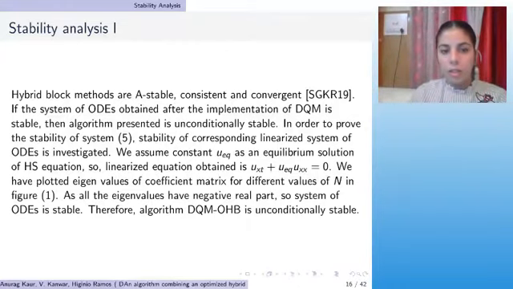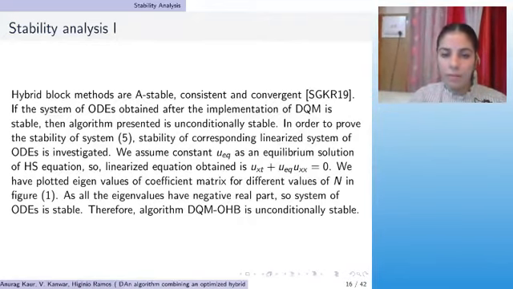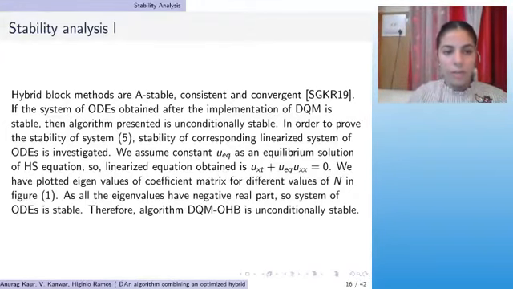We assume a constant equilibrium solution u_eq of the HS equation. So the linearized equation corresponding to the non-linear HS equation is given by u_xxt plus u_eq times the double derivative of u with respect to x equals 0. We have plotted eigenvalues of the coefficient matrix for different values of n in figure 1. As all the eigenvalues have negative real parts, the system of ODEs is stable. Therefore, algorithm DQM-OHB is unconditionally stable. This is the graph.